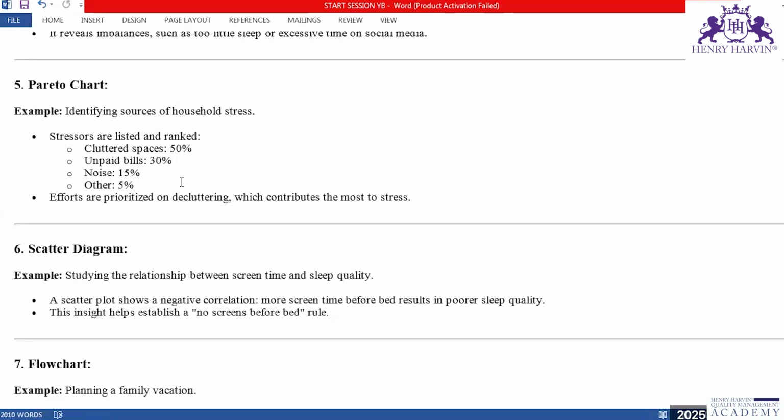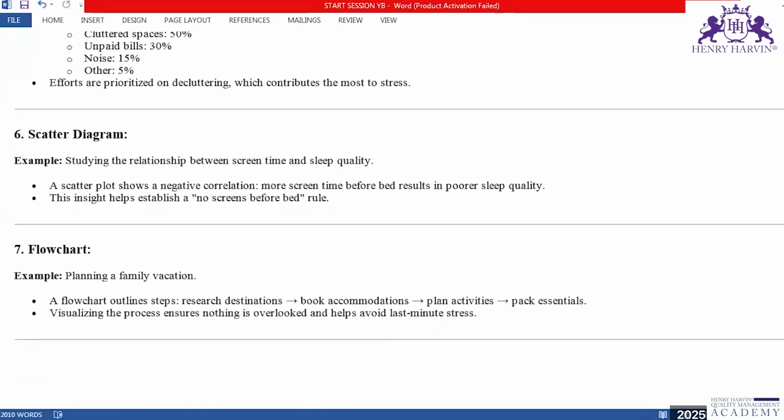Now you can put your efforts on prioritizing decluttering, which contributes the most to the stress. You can find a time and make a proper routine so that you can declutter the space. Every time you should have everything in place, right? And that will make you stress free. 50%. Very good.